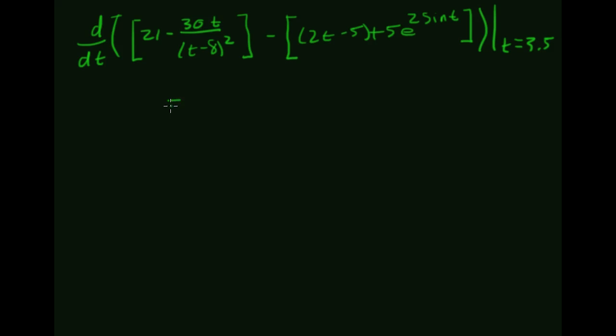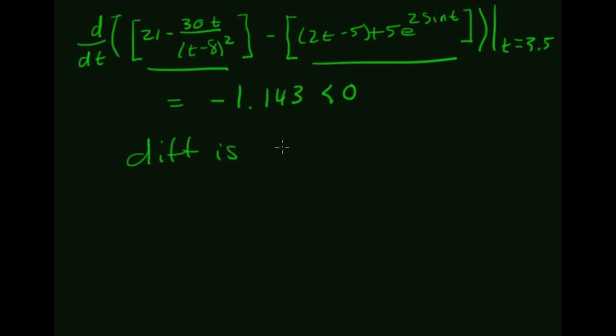So you throw that into the calculator and you're going to get negative 1.143, which is clearly less than 0, which means the difference between these two things is decreasing at t equals 3.5. And that's the whole problem number 1. All right, so let's look at number 2.